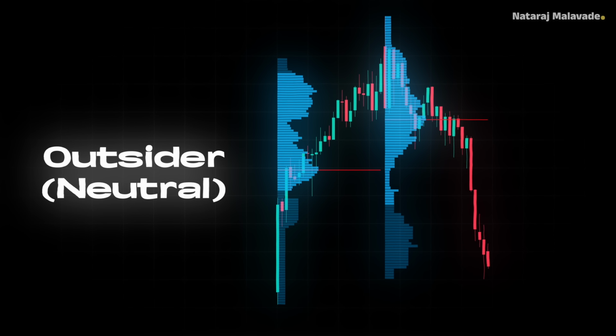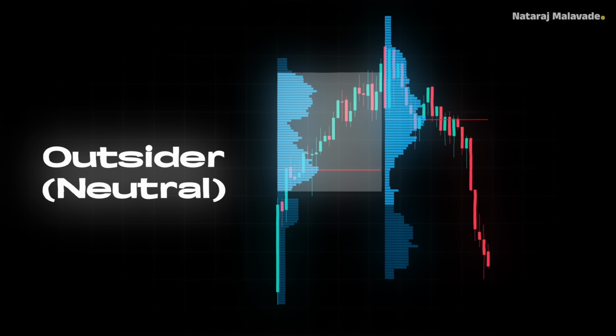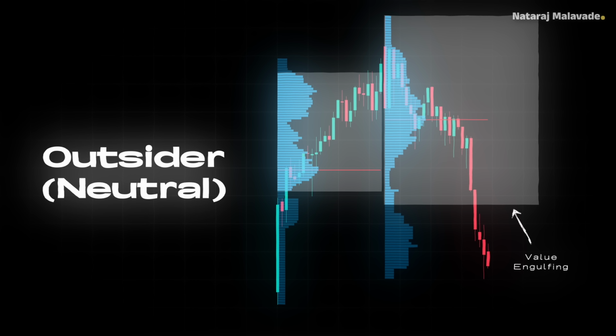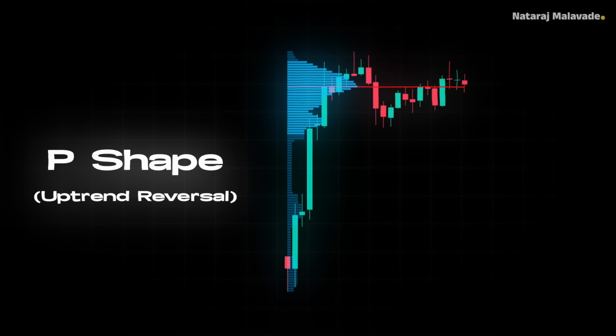Similarly, there is an outsider pattern, outsider value, where today's value completely encompasses, or basically completely engulfs, the previous value session. As you can see here, even in this case, we are going to consider it as neutral sentiment. Today's value completely engulfed the previous day's value. So these are the basic patterns of volume profile. In addition to this, we have two different patterns as well. They're called the B shape and the P shape profiles.